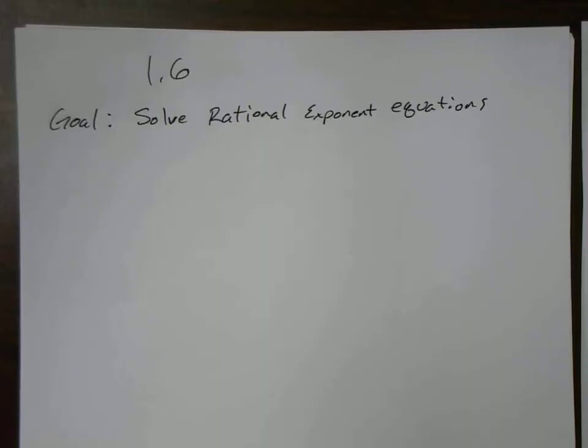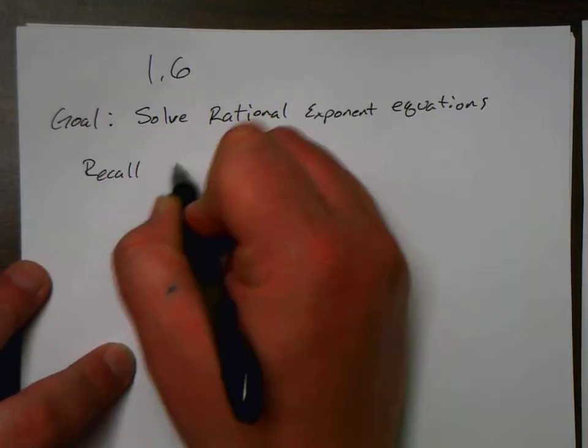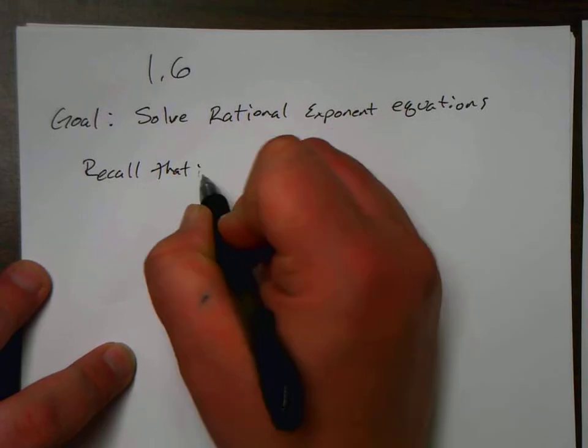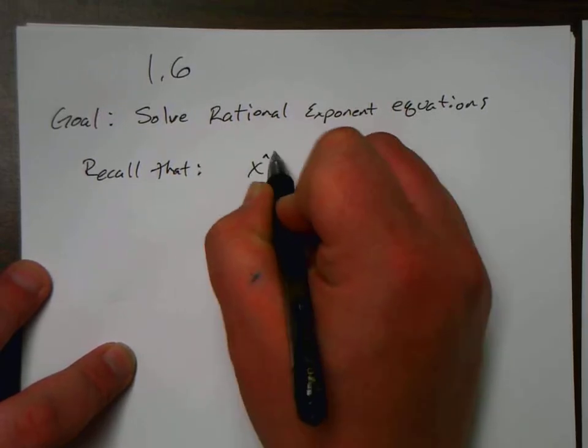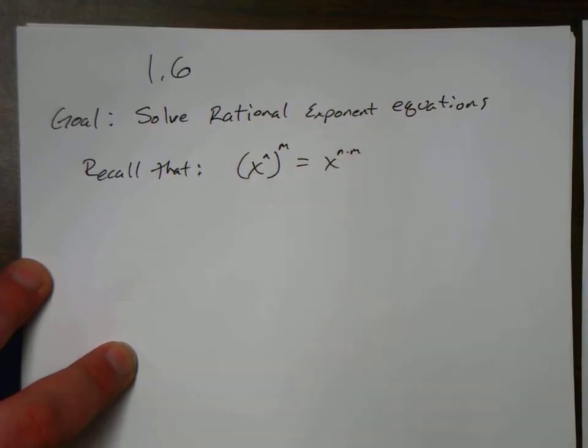Okay, here at 1.6, the big goal with 1.6 is to solve rational exponent equations. That's our goal. I need to give you a little bit of background information, so that when I show you the steps on how to solve these, it makes things a little bit easier. Okay. So the first thing I want you to recall is that whenever I have an exponent raised to an exponent, I multiply those exponents.